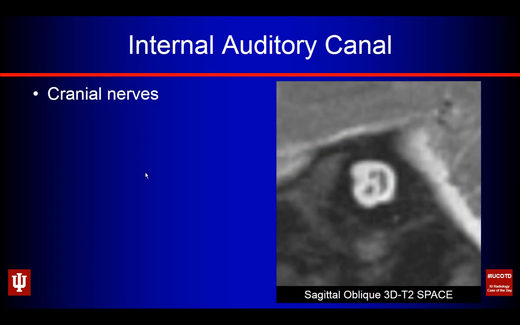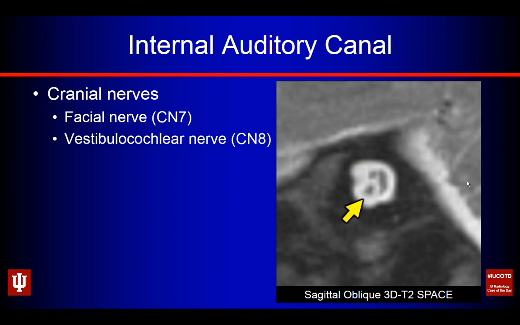Okay, so let's talk about these cranial nerves again. Within the internal auditory canal, we've got on the sagittal oblique T2 SPACE image, again, the left side of the image is anterior, the right side of the image is posterior. We can see upper anterior is the facial nerve. We have our lower anterior, which is our vestibulocochlear nerve, or specifically our cochlear nerve, denoted here by the yellow arrow. We can also see our superior and our inferior vestibular nerves, which sit more posteriorly.